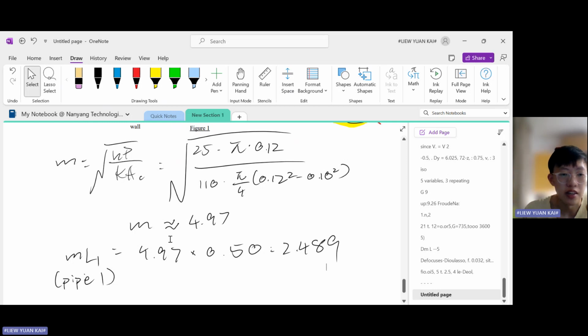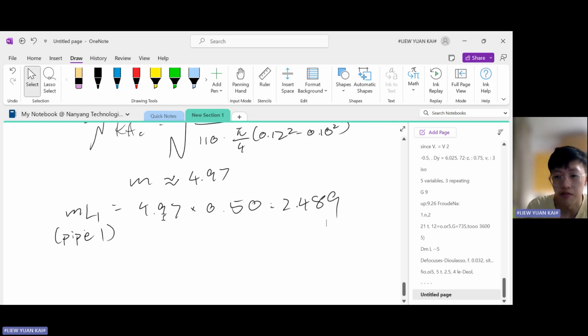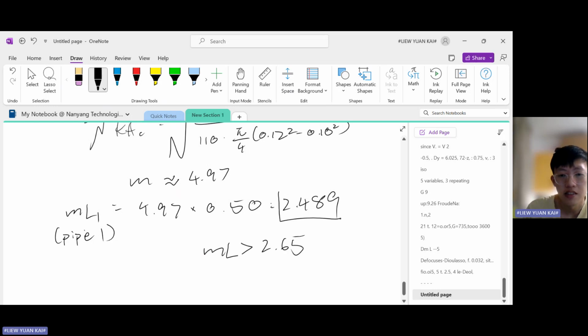Now, what is this? What is the condition to satisfy in order for the infinite fin formulas to work, and particularly for the heat rate formula to work? For the heat rate formula of the infinite fin to work, you must satisfy mL greater than 2.65. Ask yourself, is this greater than 2.65? And the answer is no. So this shows that the infinite fin approximation is invalid. We cannot use the infinite fin. We have to move on to some other approximation.